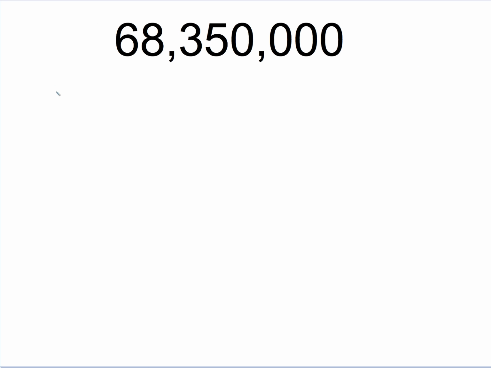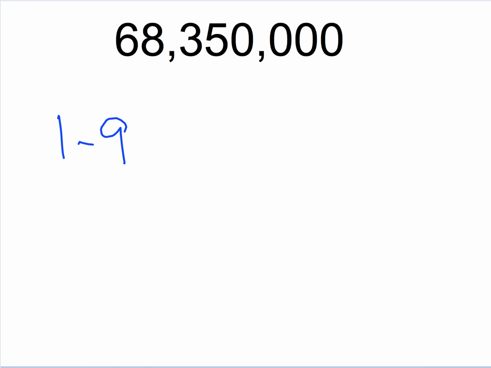So here we have the number 68,350,000. Let's write it in scientific notation. First, we have to determine how to get that number. We need a number that's from 1 through 9. Well, obviously 68,350,000 is not anywhere between 1 and 9. So we need to change the decimal point in order to make it smaller.